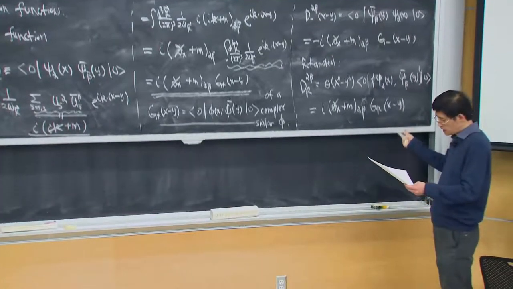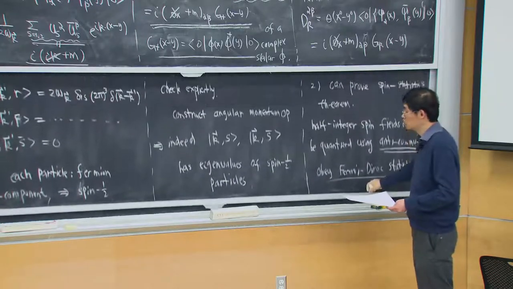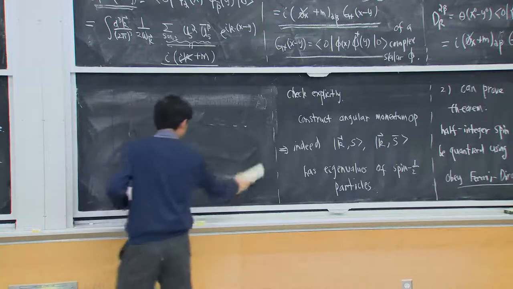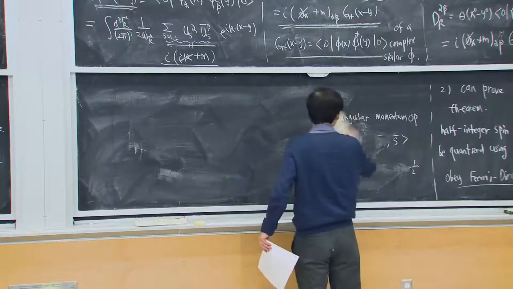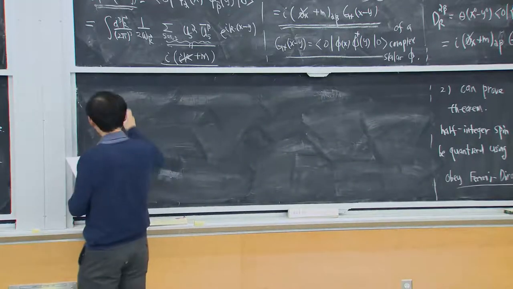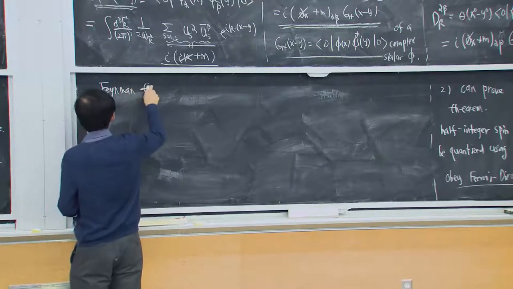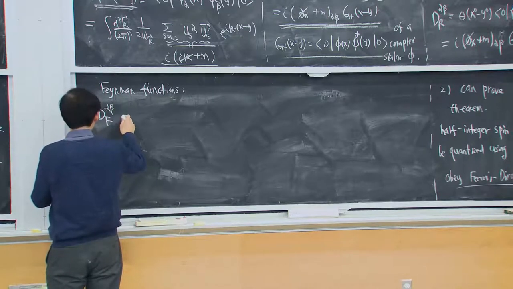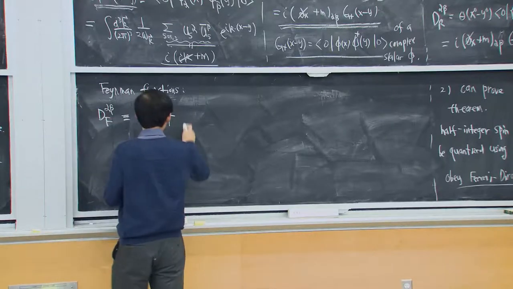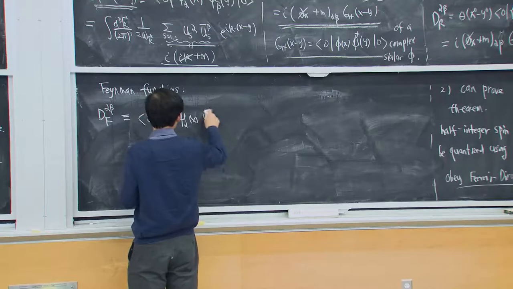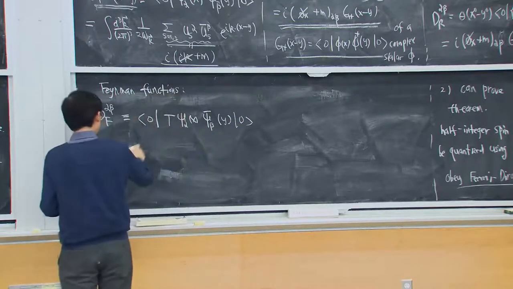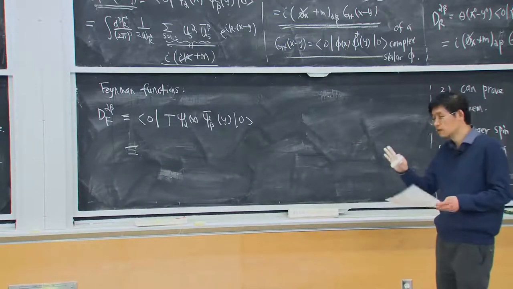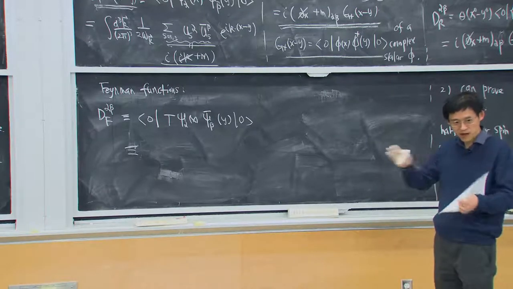So finally, we can also define the time-ordered, the Feynman function, D_F alpha beta, defined to be the time-ordered product of psi alpha(x) psi bar beta(y) in the vacuum. Now this time ordering is defined as follows. Again, for fermionic fields, you replace the commutator by the anti-commutator, and commutation by anti-commutation.